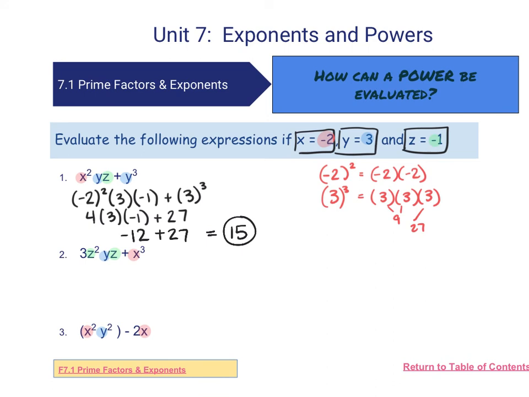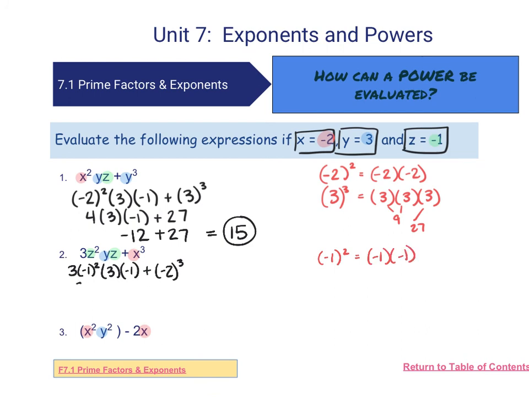All right, let's do the next one. It's -1 to the second power, times y, which is 3, times z, which is -1, plus -2 to the third power. This first one here is -1 to the second power, which is the same thing as -1 times -1, so that's just 1.